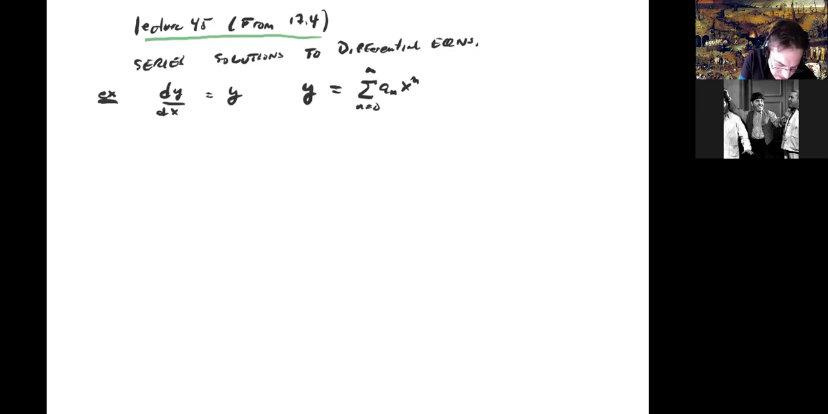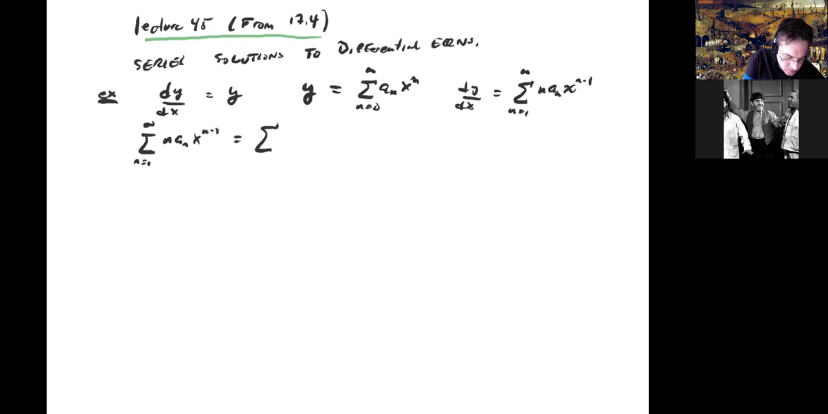Well, let's first of all take dy/dx. dy/dx is the sum, n goes from 1 to infinity, of n a_n x^(n-1). Now, to say that dy/dx equals y means that the second series is equal to the first series. So we get the sum, n goes from 1 to infinity, n a_n x^(n-1) must be equal to the sum, n goes from 0 to infinity, a_n x^n.